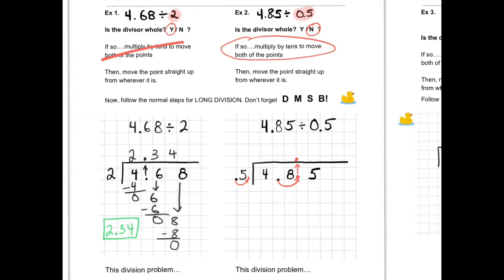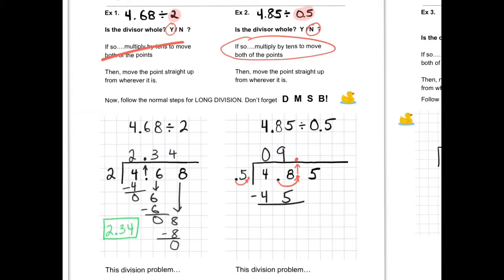So let's do it. 5 does not go into 4, but it does go into 48, about 9 times. Next is the multiply step. 5 times 9 is 45. Then we move on to the subtraction step.